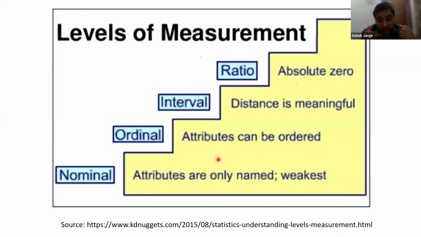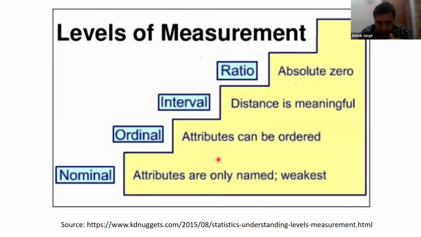But if we can give order, then it is called ordinal. So you have to think about the variable. Then you have to think, can we give it order or not? Then it comes into ordinal and nominal. Okay. Now interval.